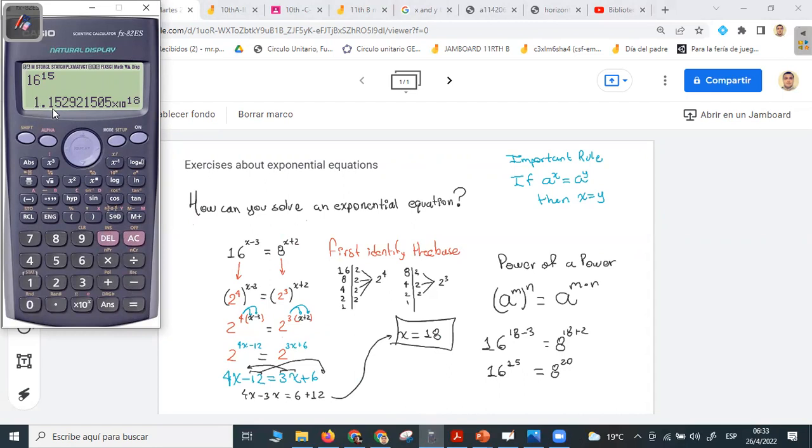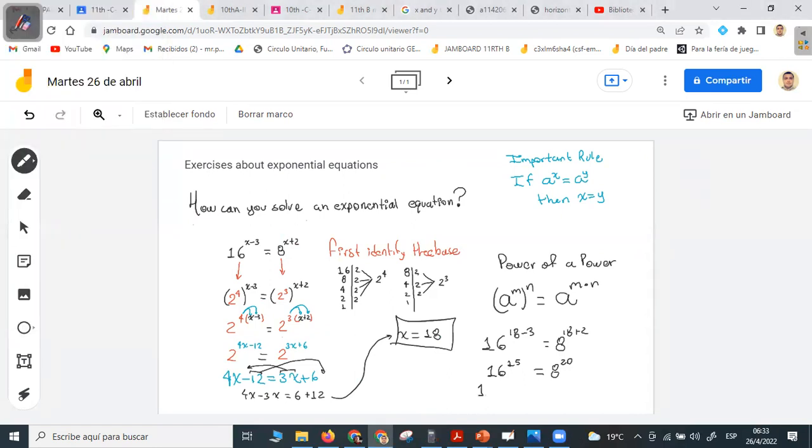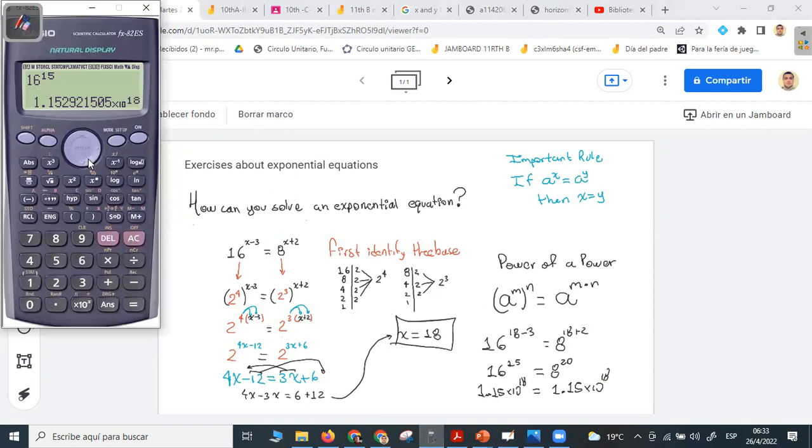It's 1.15 times 10 to the power of 18. It must be scientific notation because this number has a bunch of digits. I think it's like a trillion in this case, where you have many values. And for the 8 to the power of 20, you're going to see something like this: 1.15 times 10 to the power of 18. So this is the way to be sure.